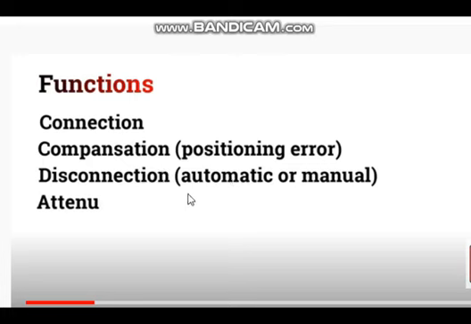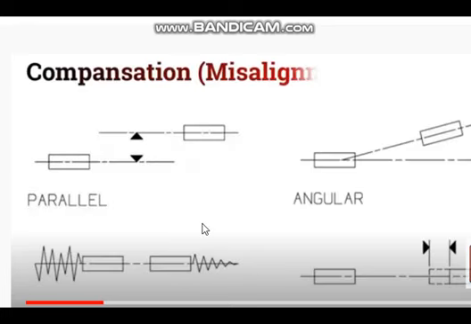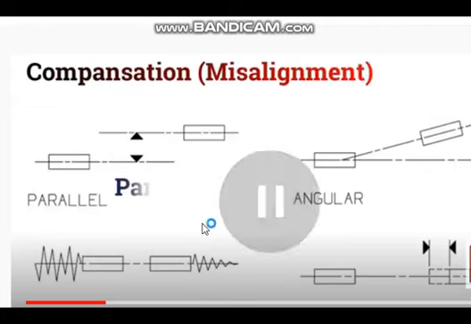Okay, for disconnection, if you want to disconnect the motor from the machine now, and for damping purposes, it means if any vibrations and other things are coming in the machine, that should not be transferred to the motor. Okay, for that. And compensation, this misalignment compensation means some misalignment.